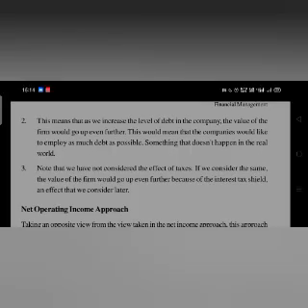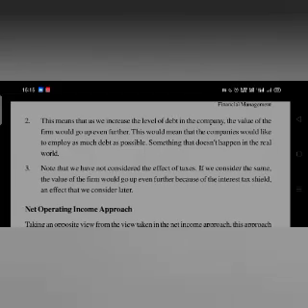Second thing is, this means that as we increase the level of debt in the company, the value of the firm would go up even further. This would mean that companies would like to employ as much debt as possible, something that doesn't happen in the real world.